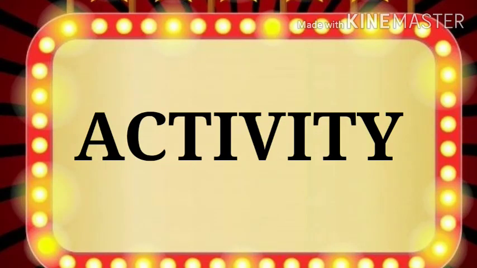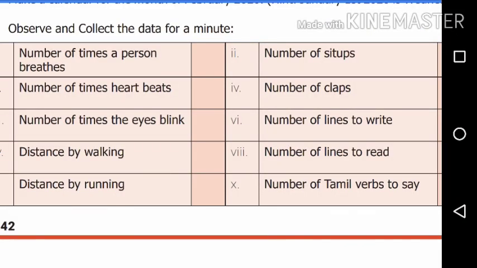Let's see today's activity. Students, you have to observe and collect the data for a minute: the number of times a person breathes, the number of times the heart beats, the number of times the eye blinks, distance by walking, distance by running, number of sit-ups, number of claps, number of lines to write, number of lines to read, number of Tamil verbs to say.